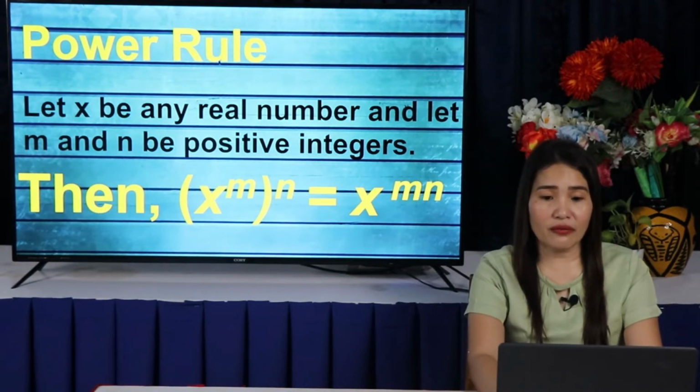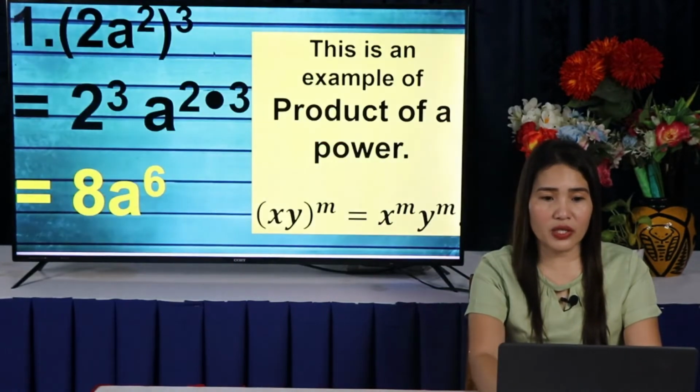Then the quantity of x raised to m raised to n is equal to x raised to mn. When an expression is enclosed in grouping symbols like parentheses and raised by an integral exponent, the exponent inside will be multiplied by the exponent outside. The numerical coefficient of the expression will also be raised by the exponent outside the expression.